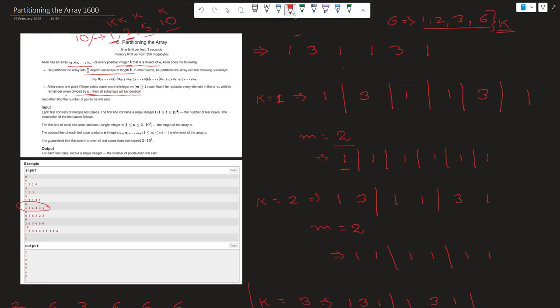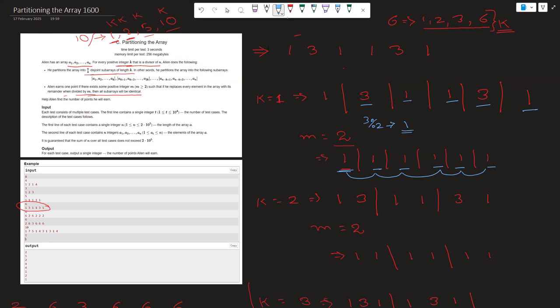If we divide 1 by 2, the remainder will be 1, because we are talking about integers, not decimals. Now 3 by 2: we are doing 3 modulo 2, which gives remainder 1. Again 1 modulo 2 gives remainder 1, 1 modulo 2 gives 1, 3 modulo 2 gives 1, and 1 modulo 2 gives 1. So you see now they are all identical.